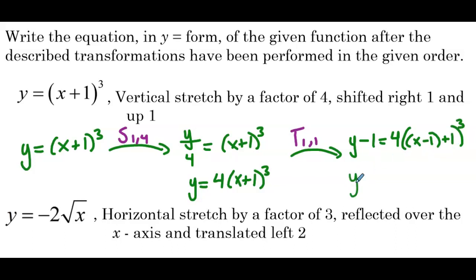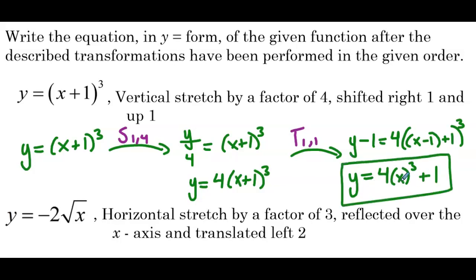So we can simplify this, so y equals 4. Now inside of the parent function, we would have x minus 1 plus 1, which is really just x. So then that's just x cubed, and then add 1 to the other side. So this actually creates a simpler function inside of the parent function after we do our transformations.